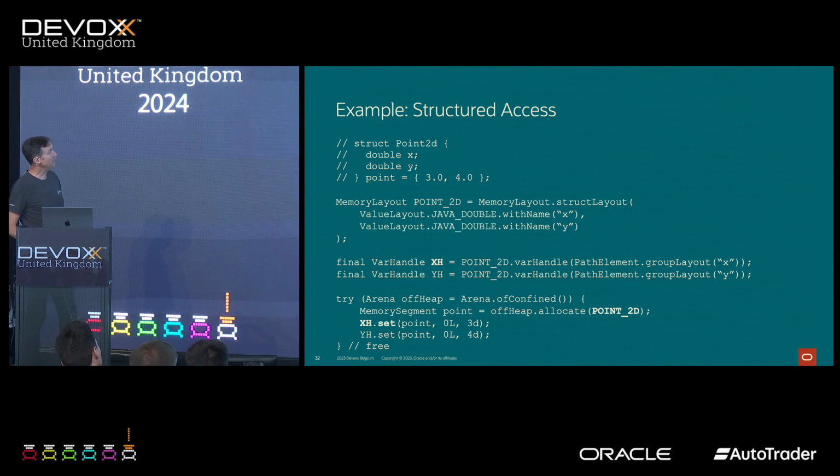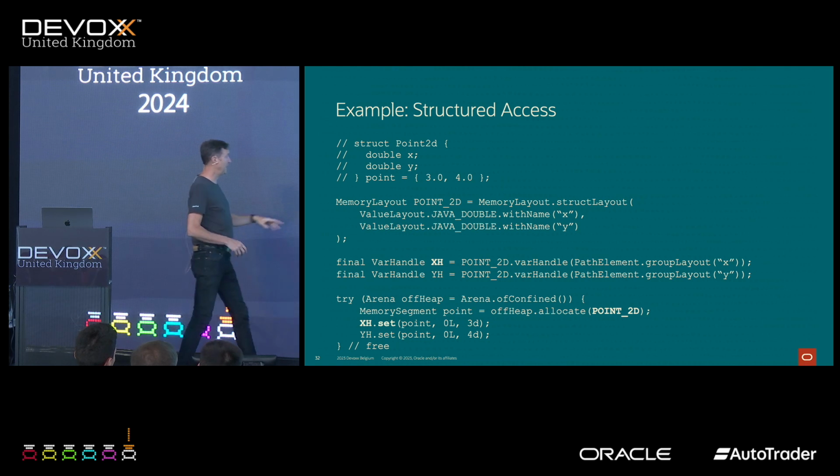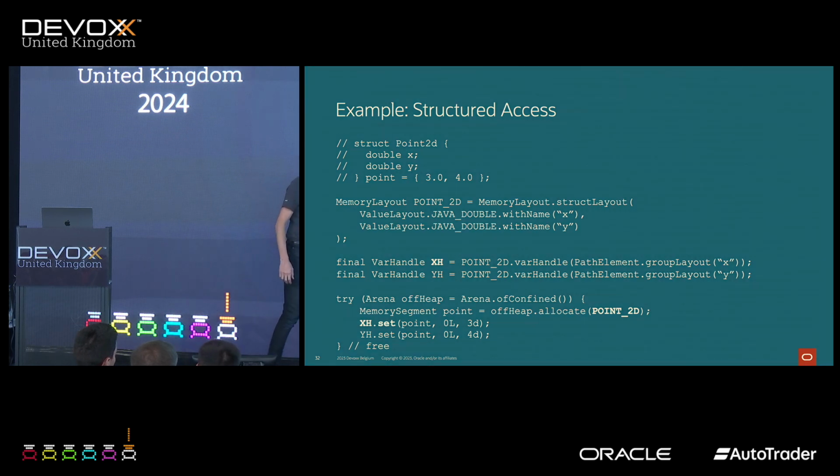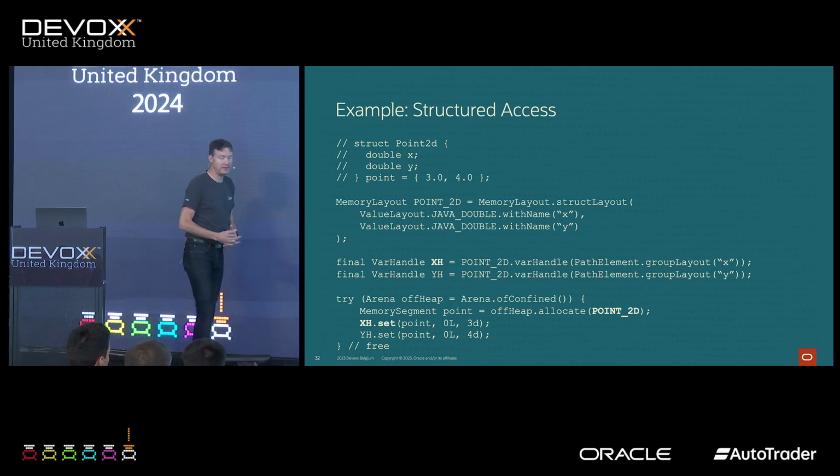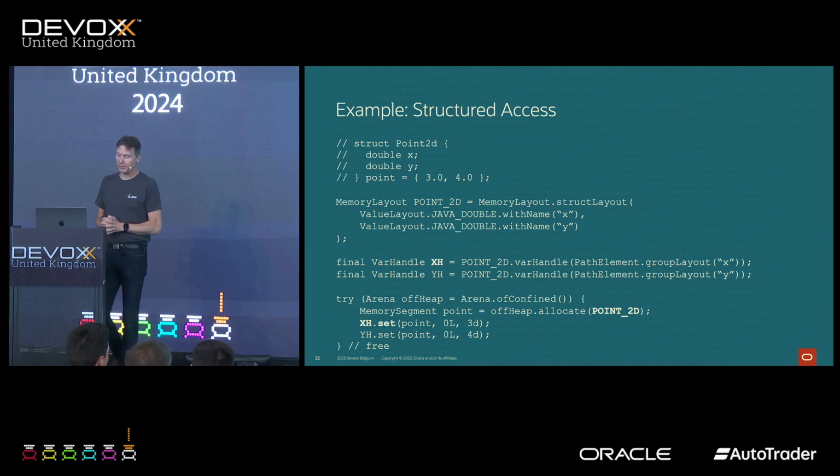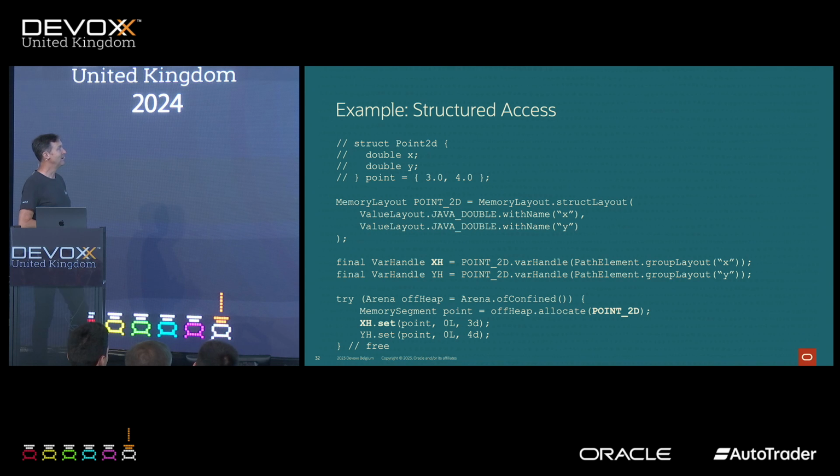So here is another example. We have defined our point2D, which corresponds to the C layout. We have var handles for X and Y. And then we can just use the var handle and say, I have my X handle here. I set the point at 0 and 3D, and then I have the Y handle and set it at 0 and 4D. And here you see that we're using offset 0 for both, because the Y handle has a built-in offset of 8, since a double is 8 bytes.